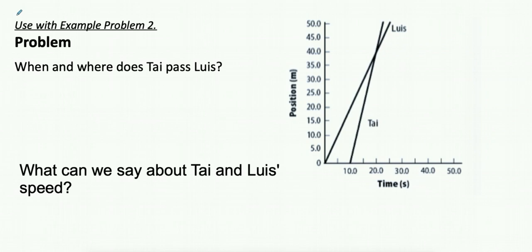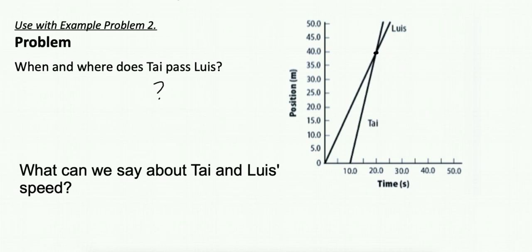Okay, so let's look at another example here. We have two lines again on one graph. The question we're looking at is, where does Ty pass Luis? Ty is the bottom line here. Luis is the top line. So where do they pass? Right here, they're at the same place at the same time.